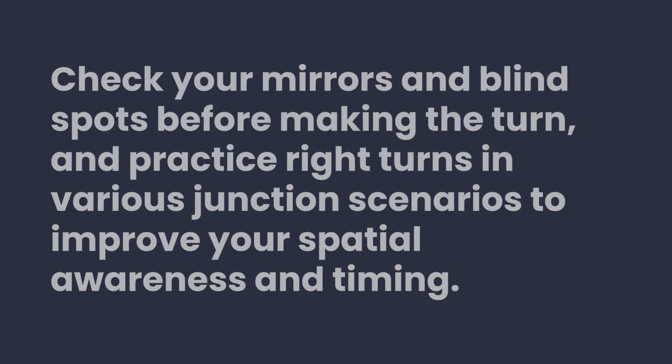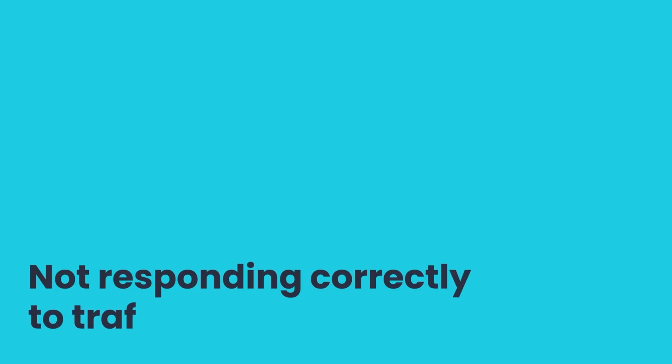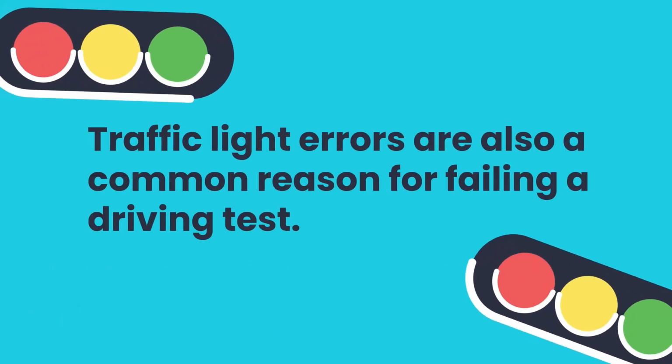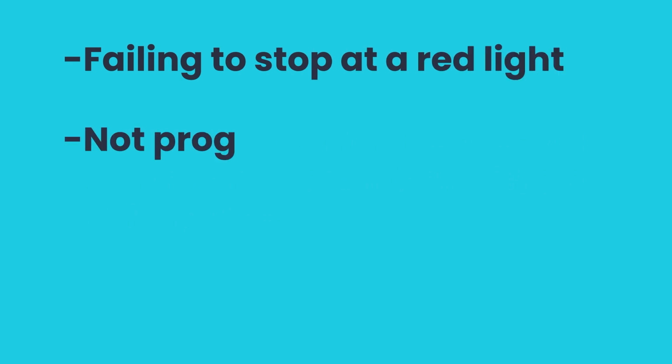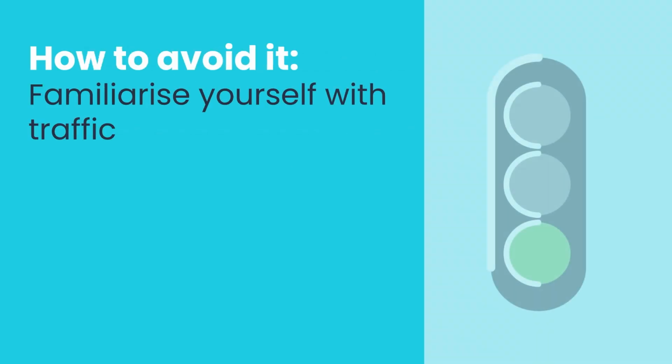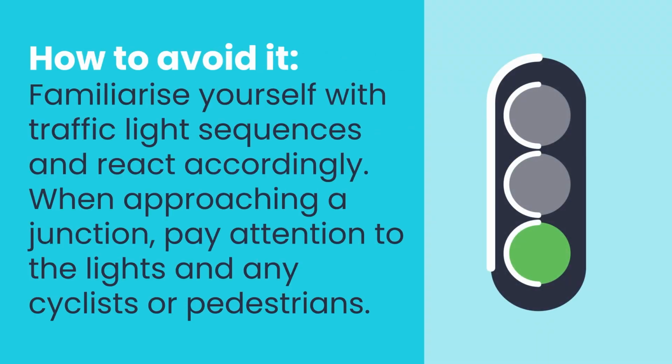The next failure is for not responding correctly to traffic lights. Traffic light errors are the most common reason for failing a driving test. This includes failing to stop at a red light, not progressing when the green light shows, and stopping beyond the stop line for cyclists. To avoid this, familiarise yourself with the different traffic light sequences and always be prepared to react accordingly. When you approach a junction, pay close attention to the lights and any cyclists or pedestrians.